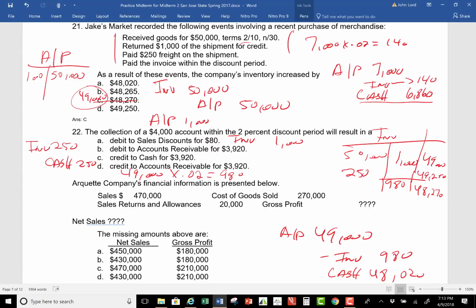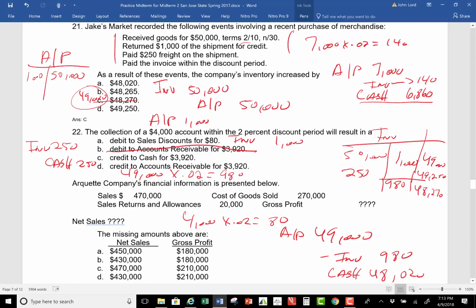Okay, the collection of a $4,000 account with a 2% discount will result in, if I have 4,000 and a 2% discount, that's giving me a discount of what? $40? Oh, $80, I mean. Okay, thank you. So $80. Is it true that I'll have a debit to sales discounts of 80? Well, is it true that I'll have a debit to accounts receivable of 39.20? No, I'm going to credit accounts receivable.